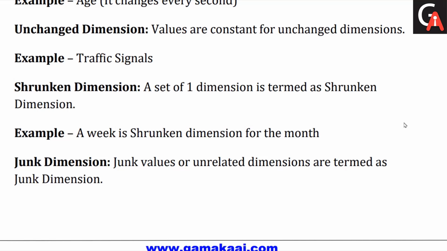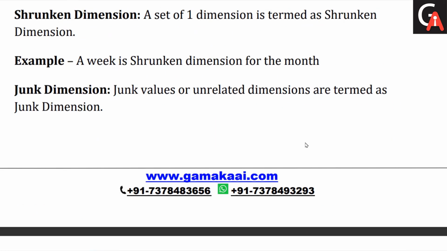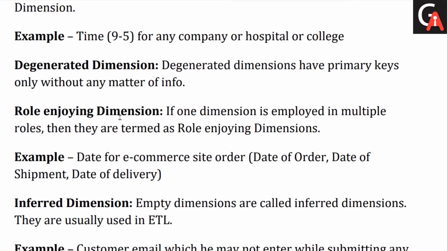Then we have a junk dimension. Junk values, unrelated dimensions, are termed a junk dimension. These are some of the various types of categories of dimensions we have with respect to Tableau. Next, we have conformed dimensions as well. If any dimension is provided by various business areas, then such dimensions are termed a conformed dimension, such as time 9 to 5 for any company or hospital or college, termed a conformed dimension.